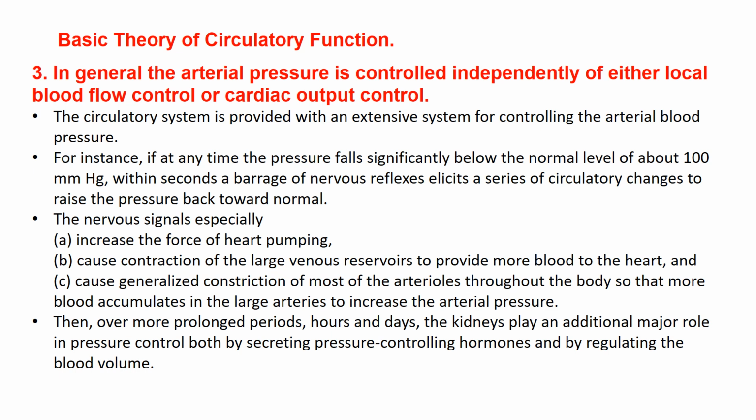The nervous signals especially: a. increase the force of heart pumping, b. cause contraction of the large venous reservoirs to provide more blood to the heart, and c. cause generalized constriction of most of the arterioles throughout the body so that more blood accumulates in the large arteries to increase the arterial pressure. Then, over more prolonged periods, hours, and days, the kidneys play an additional major role in pressure control, both by secreting pressure-controlling hormones and by regulating the blood volume.